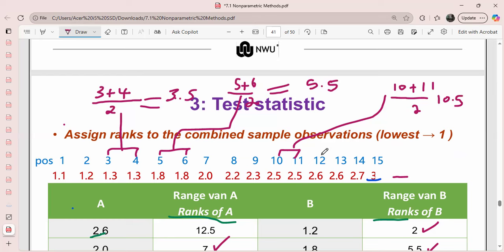2.6, 2.6, they're repeating on 12 and 13. So we do the same thing. Let me put it where?